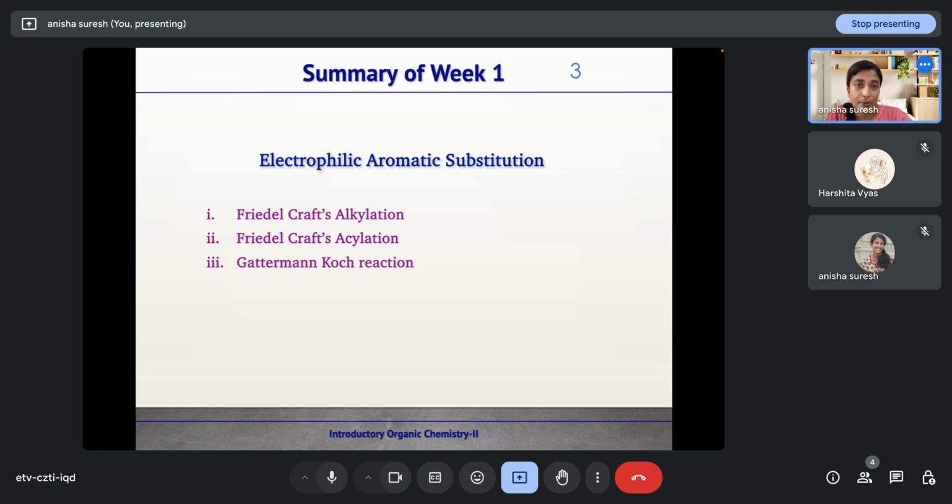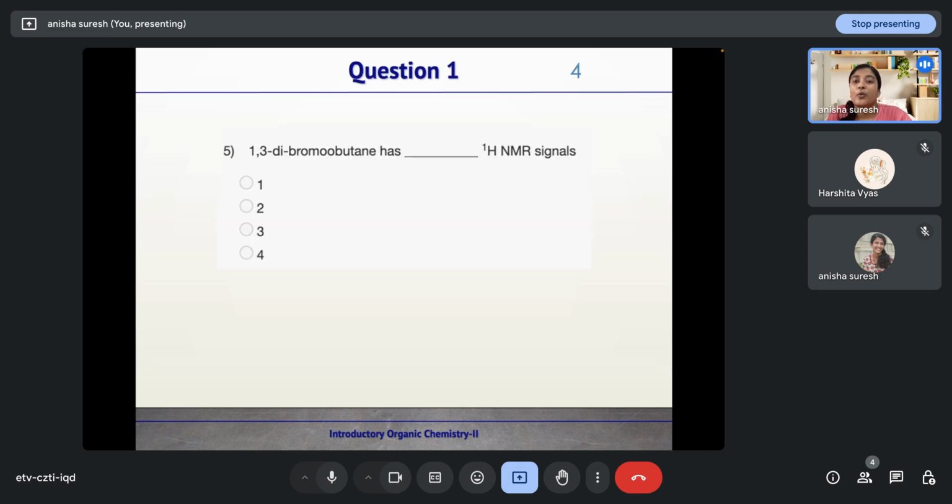Now coming to the question based on week 1. 1,3-dibromobutane has dash proton NMR signals. This is the first question. For that, this is the hint. This is the structure for 1,3-dibromobutane. Now you can count the number of proton signals based on the structure and you can tell the answer. Option D, 4. Yeah, option D is the right answer.